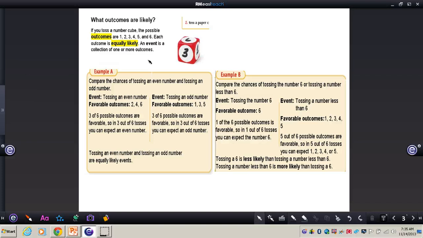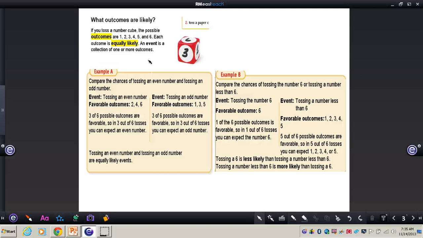Okay, now an event is a collection of one or more outcomes. So I want you to write these certain terms down in your notes, and we're going to take a look at some examples here. Now let's take a look at example A there on the left screen. It says compare the chances of tossing an even number and tossing an odd number. Okay, so the event would be tossing an even number. Favorable outcomes would be 2, 4, and 6.